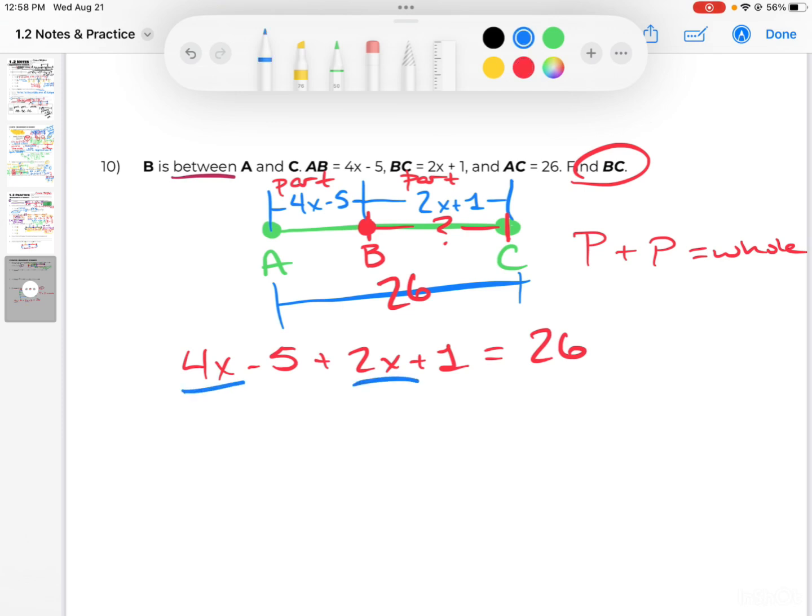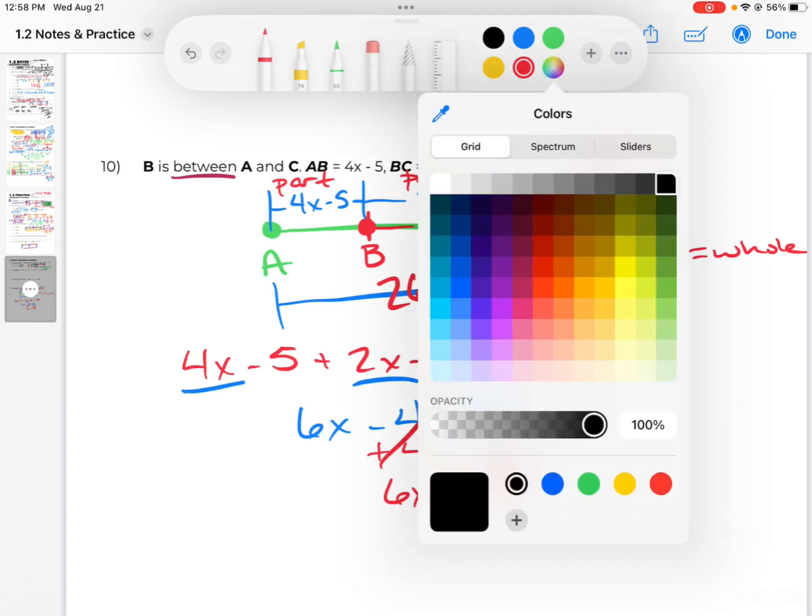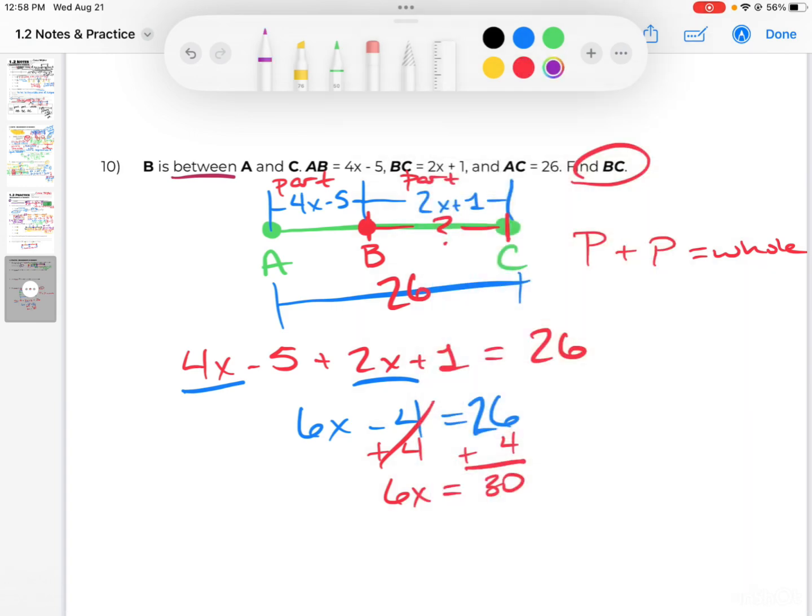And so I'm going to combine like terms. 4x plus 2x is 6x. Negative 5 plus 1 brings me up to negative 4, and then it equals 26. Now, this one's pretty nice because all I have to move over is this 4. I'm going to add it. Gives me 30. Now I need to get rid of my 6. Going to divide both sides by 6. X equals 5. That's great.